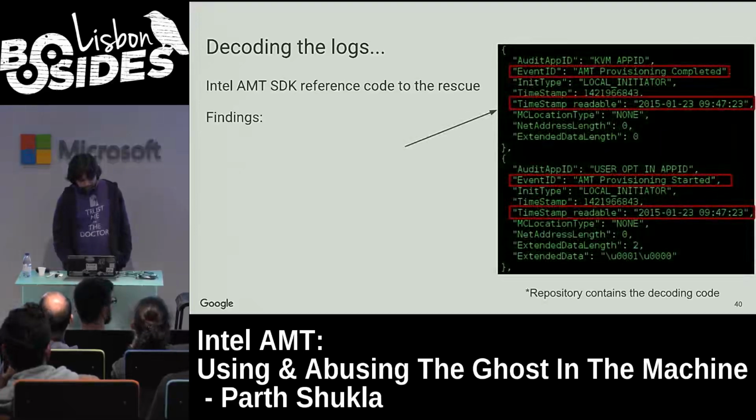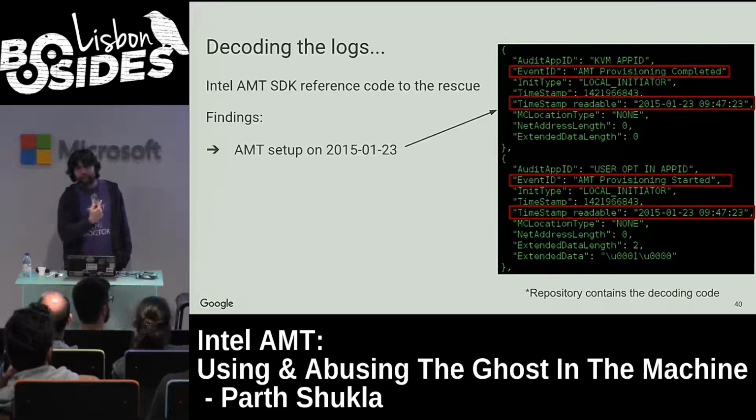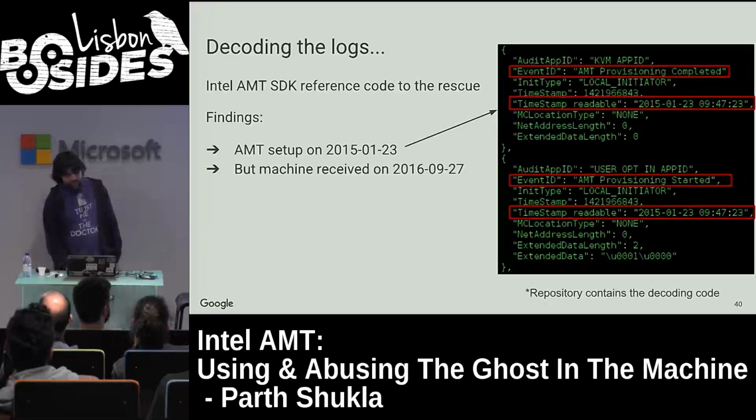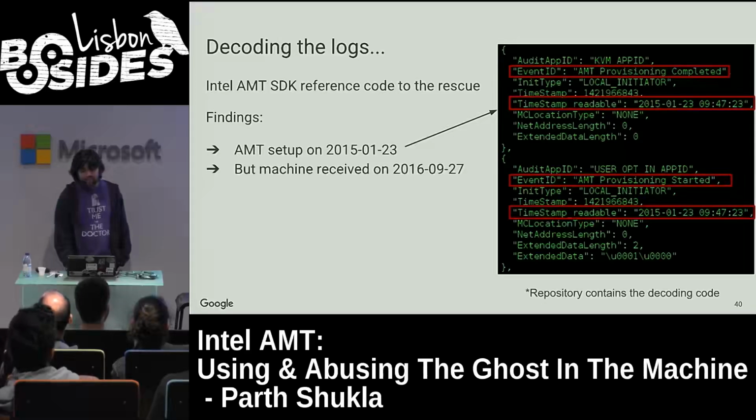So findings. This is the screenshot of the actual audit log from the machine that took 2 weeks away from me. According to inventory, Google received this machine on the 27th of September 2016. But according to the audit log and the provisioning record, the AMT was set up on the 23rd of January 2015. So factory mistake, shipment interception.